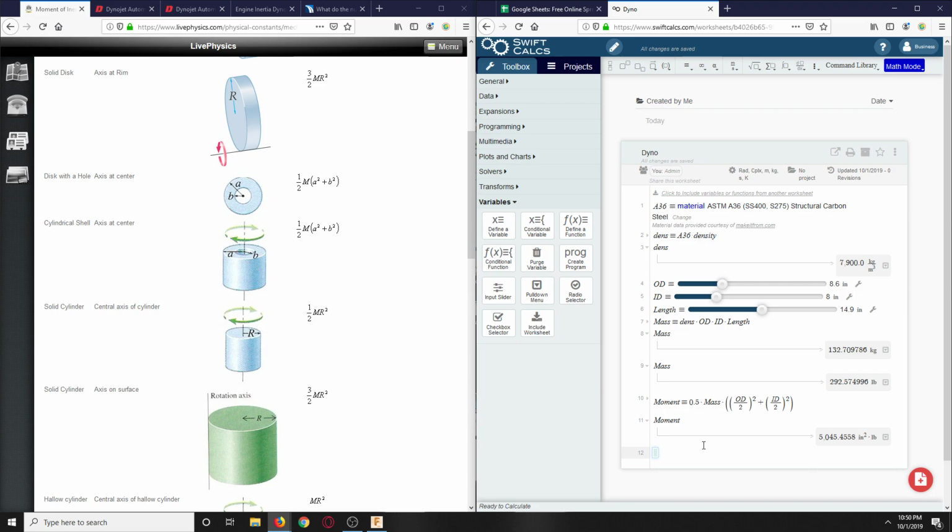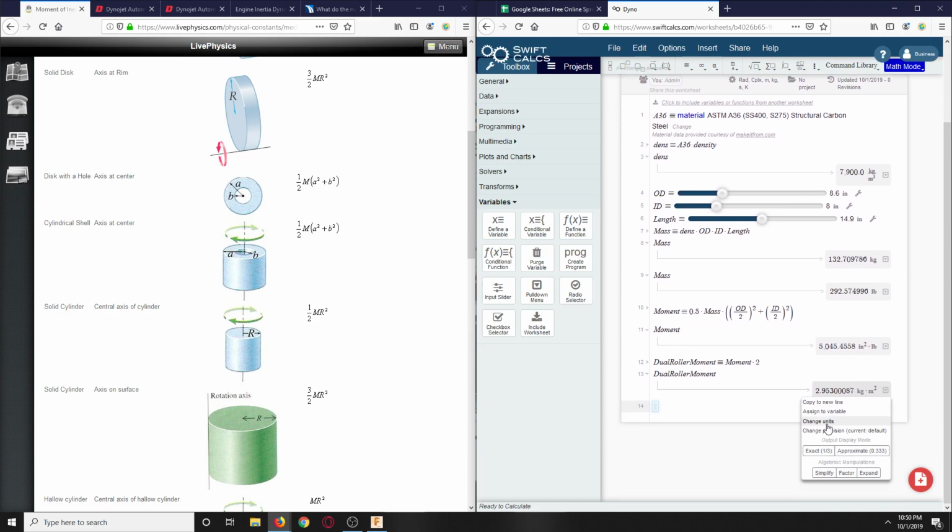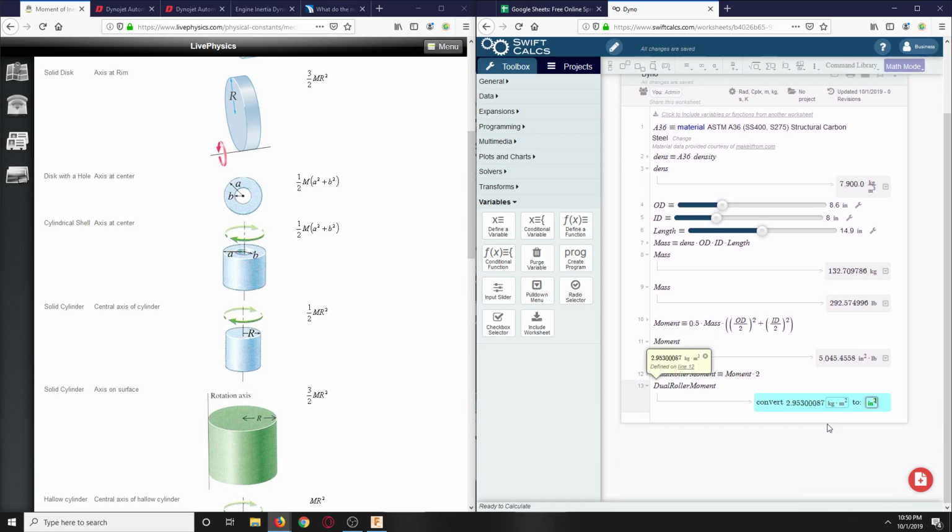So now we have that moment. Dual roller moment equals moment times 2. Dual roller moment. Again, change units to inch pound, not pound force, inch pound.